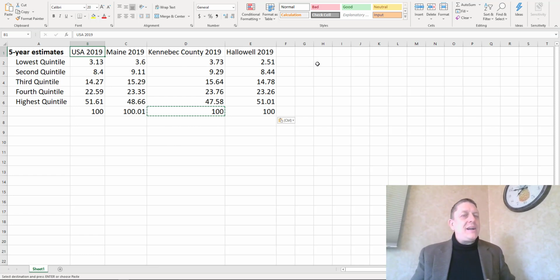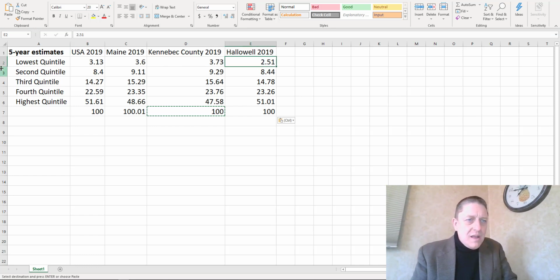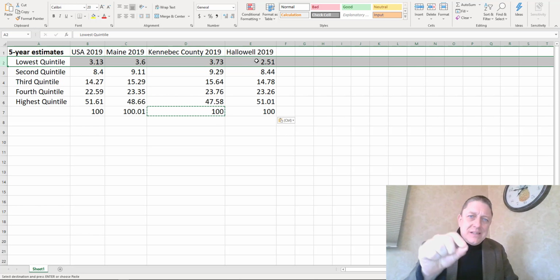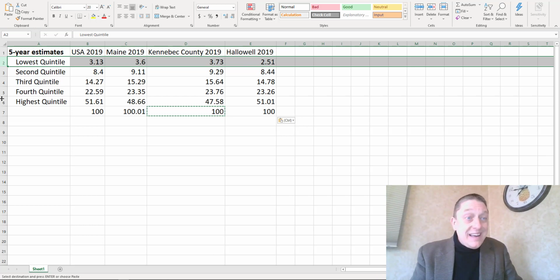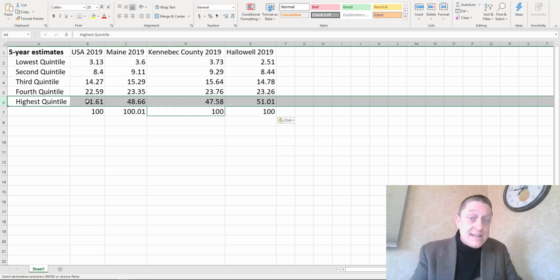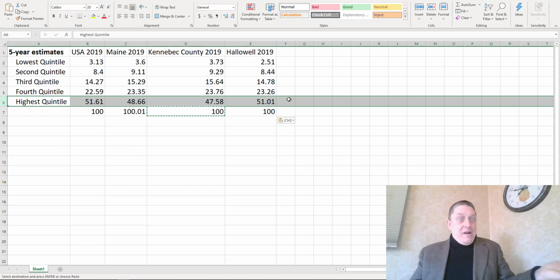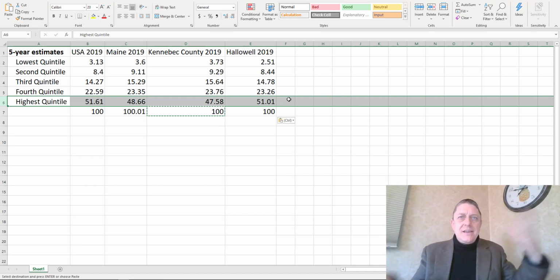Nope, Hallowell has more income inequality than either Kennebec County or Maine or the United States overall, at least at the lowest level, because for the lowest quintile, Hallowell is where the lowest quintile has the least. Now, for the highest quintile, it's kind of comparable to the United States as a whole, right? More income inequality than the entire state of Maine or Kennebec County. So that's interesting. And so, you can make these comparisons right here. Very cool, very interesting. You could play with that.